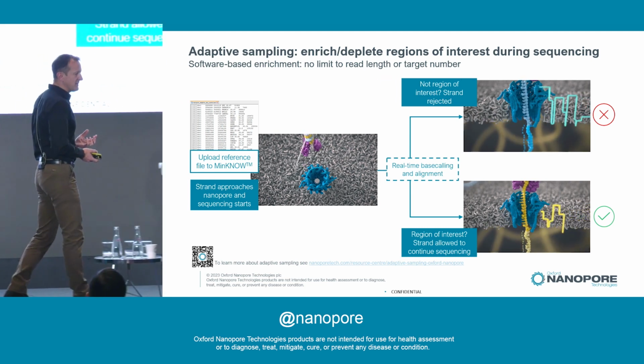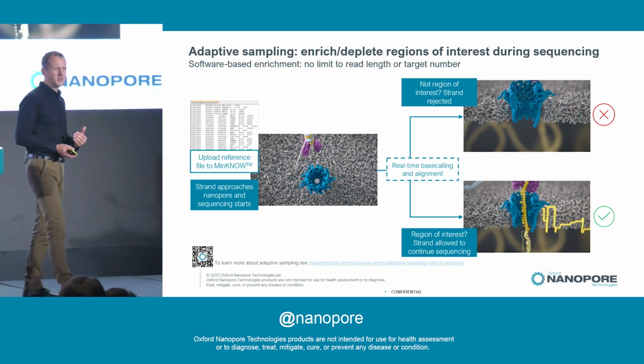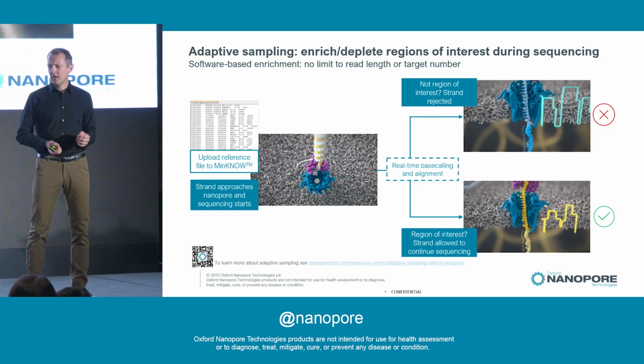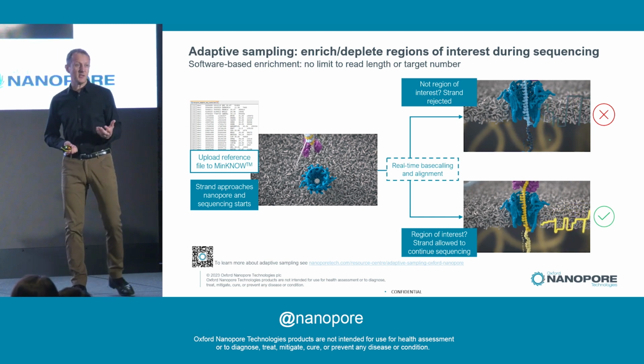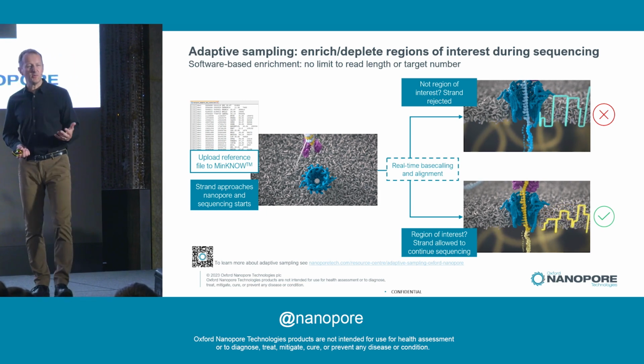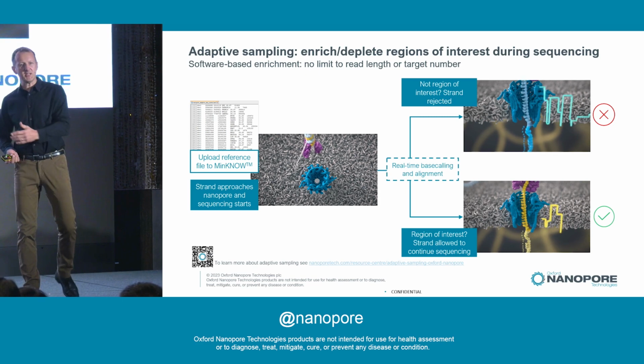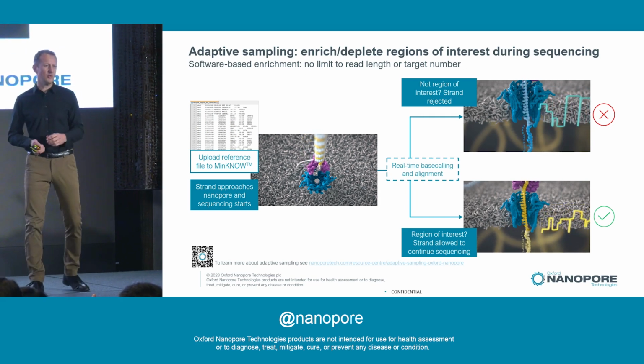Because nanopore sequencing takes place in real time, as soon as a strand starts going through a nanopore, that sequence becomes available to base call. And so within about half a second to a second of sequencing, we have enough sequence from any strand to align it to a reference and to figure out whether we want to carry on sequencing that strand, in which case the whole thing will go through and we'll sequence it as normal.